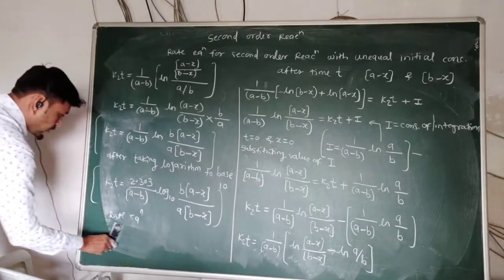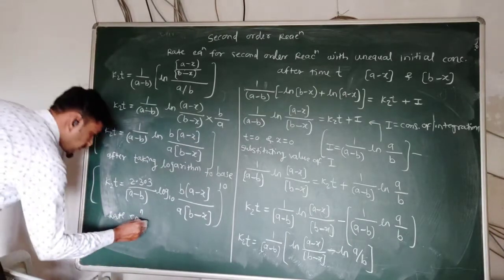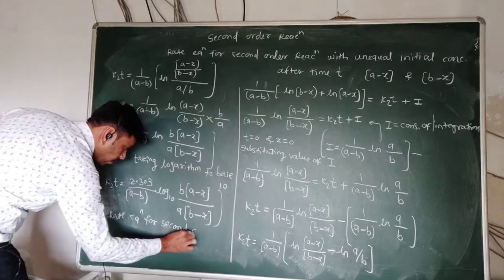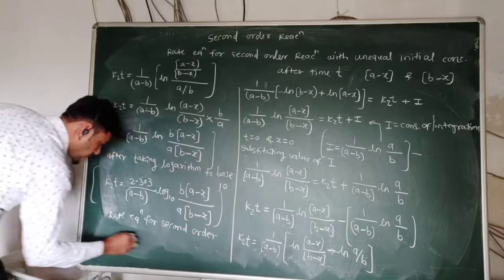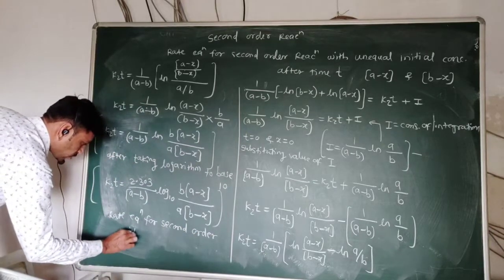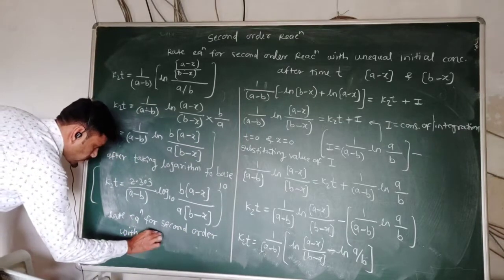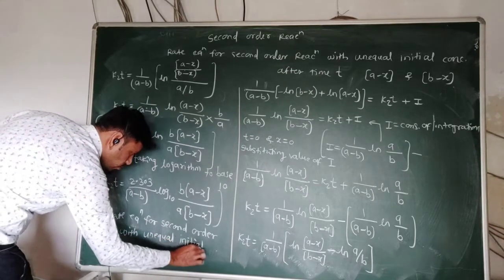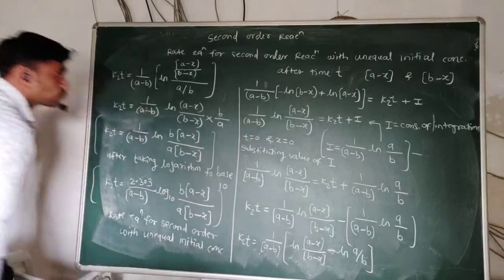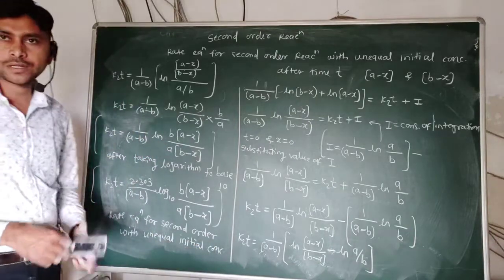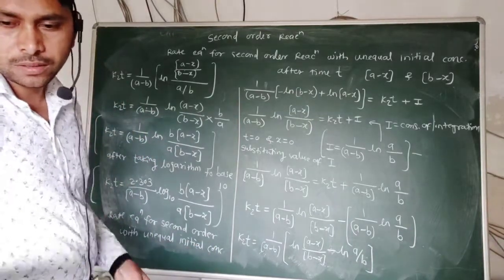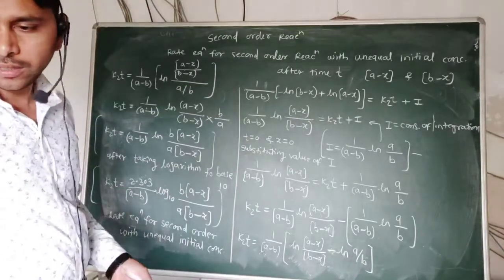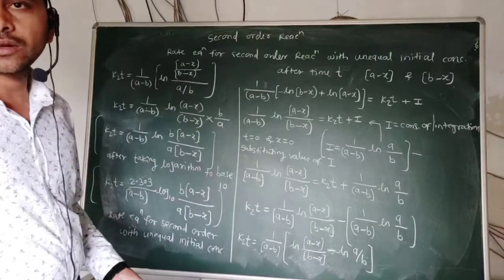for second order reaction with unequal initial concentration. So the equation becomes for unequal initial concentration, and for equal initial concentration.